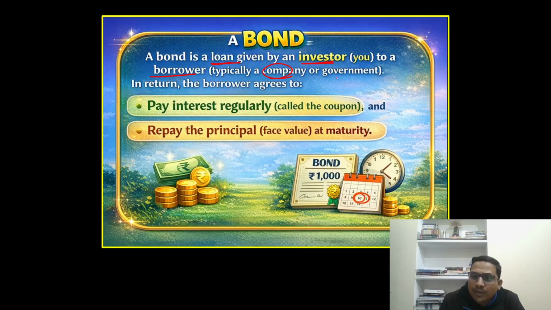Since we have seen there's a government, the government can be there. There can be a simple company also, depending not the person or a company, it can be an individual also. So you are the investor who's paying that money or giving this loan to a borrower, typically a company or government, and in return, the borrower agrees to pay interest. They are ready to pay interest at a regular interval.